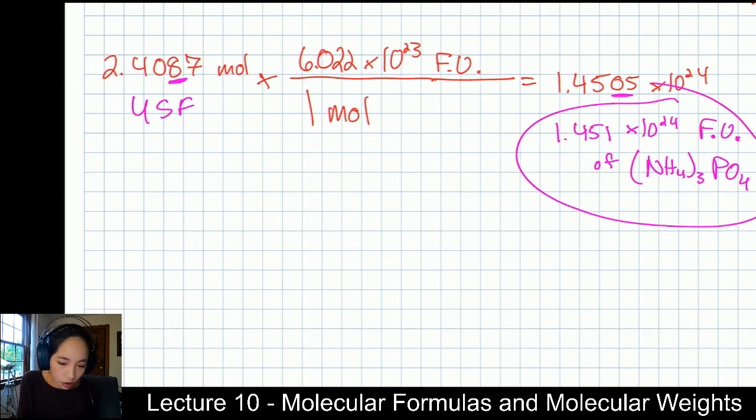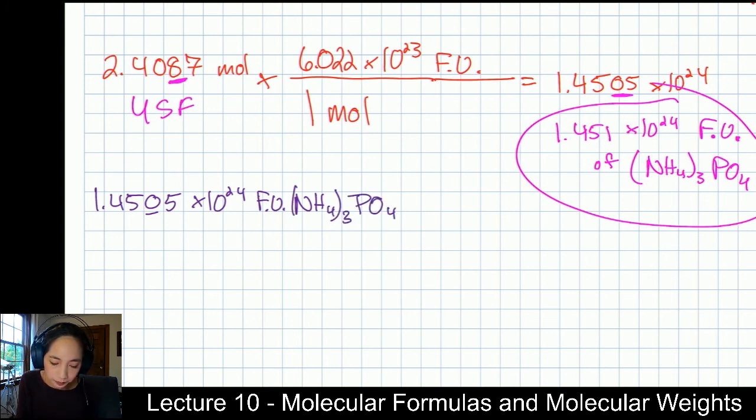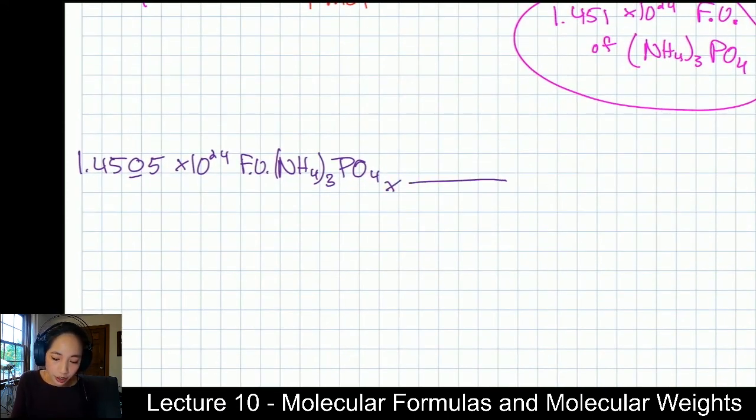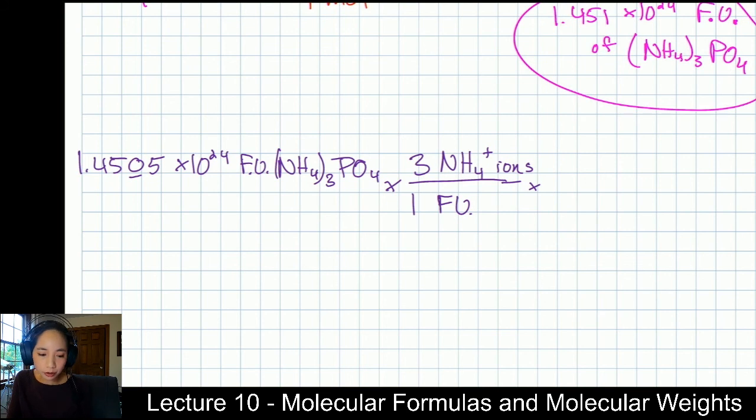So I'm going to start with 1.4505 times 10 to the 24 formula units of (NH4)3PO4. Let me move this. Okay. So I will use that ratio I just got. For every 1 formula unit of the compound, there are 3 NH4 ions. So I'm essentially just multiplying that number by 3.